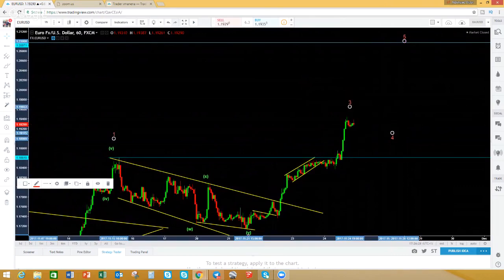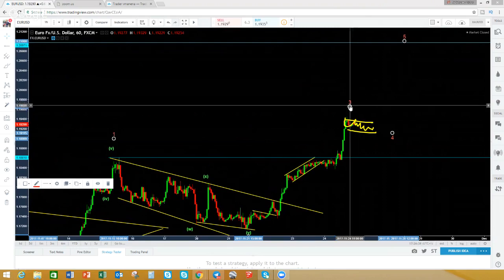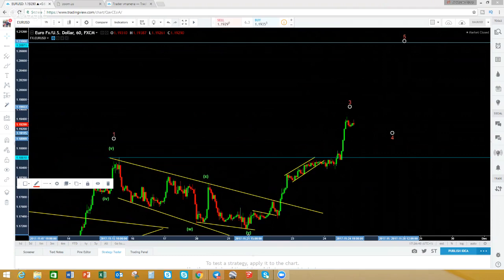So every time you get flags like this, and you can see here, we're starting to correct again here. When you get corrections like that, keep buying it, because we are now in wave 3, and wave 3 is the longest wave. All right, so that is Euro US dollar.